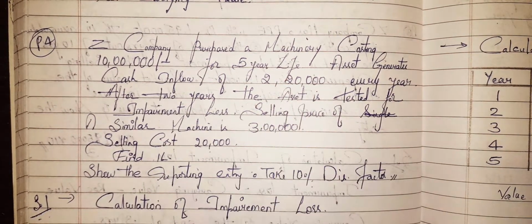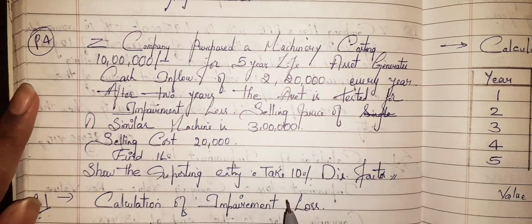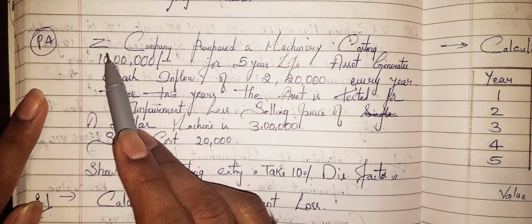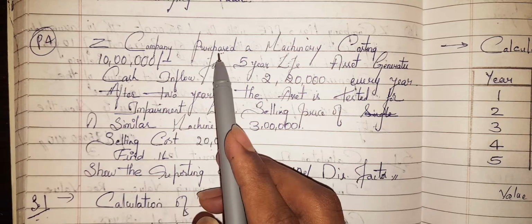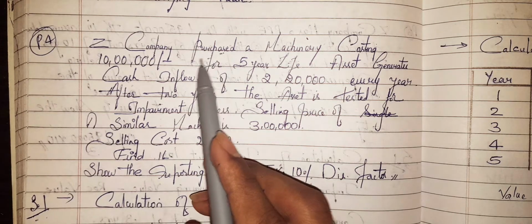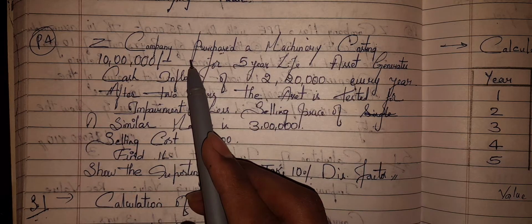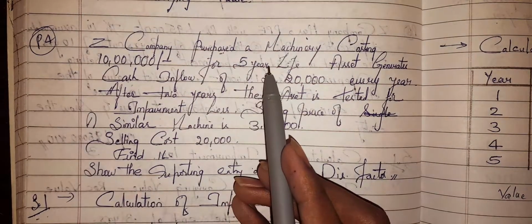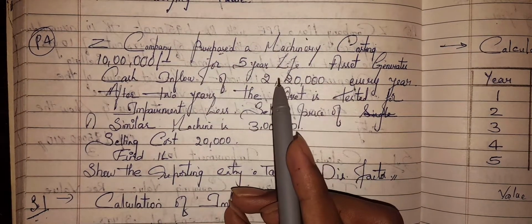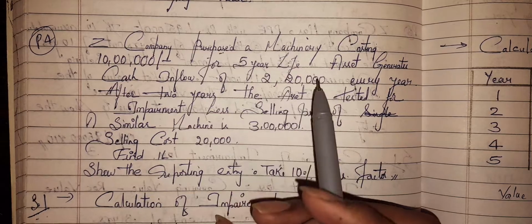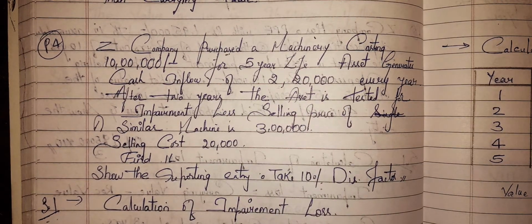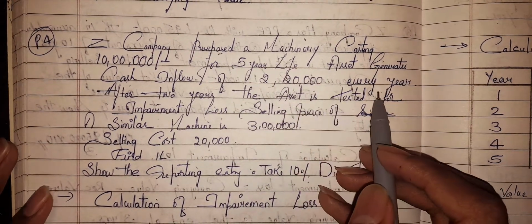In this particular video, we'll solve one more problem related to impairment loss. So the question is on the screen. Z company purchased the machinery costing 10 lakh rupees for 5 years. So the life of the asset is 5 years. And the asset generates cash inflow of 2,20,000 every year.